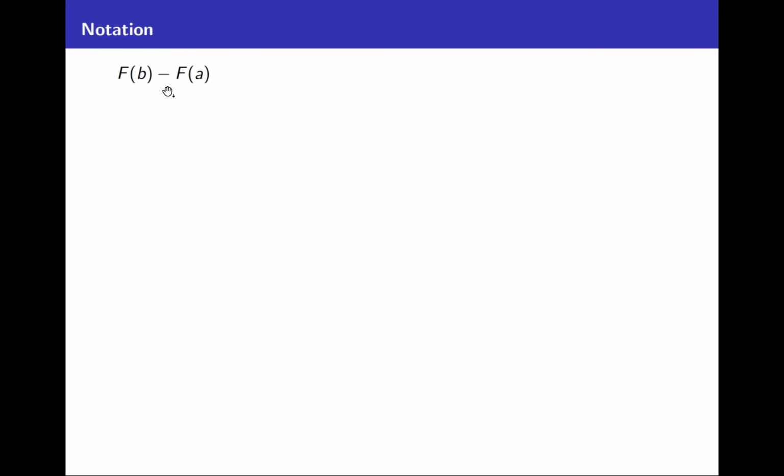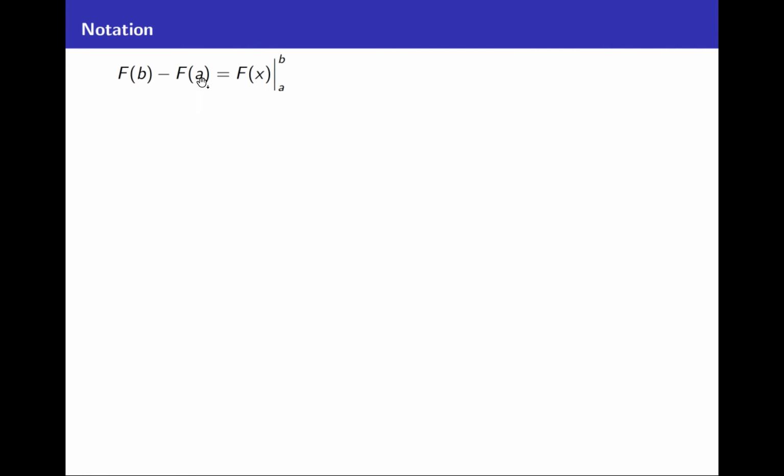Now, I want to talk a little bit about some notation. This expression, big F of B minus big F of A, comes up obviously a lot when you're doing the fundamental theorem of calculus. And a lot of times, as you'll see, your antiderivative big F is going to be pretty complicated. And when you do big F of B minus big F of A, you're writing a complicated expression twice and taking the difference. So there's actually a streamlined notation that the text uses.